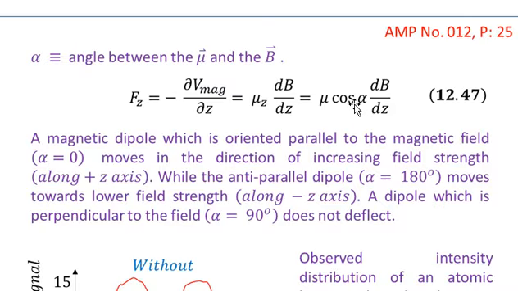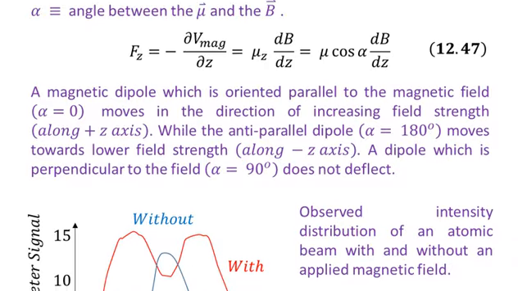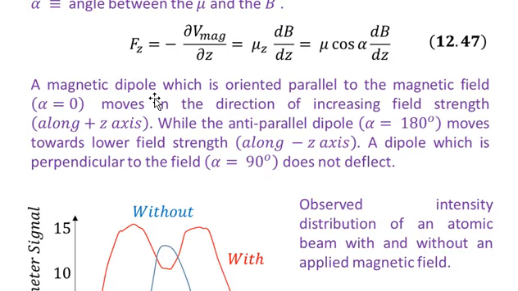So depending upon the value of alpha, if alpha is 0, the force will be upward. If alpha is equal to 180°, the force will be downward. So a magnetic dipole oriented parallel to the magnetic field, alpha equal to 0, moves in the direction of increasing field strength, that is along the positive z direction, while the anti-parallel dipoles with alpha equal to 180° move towards the lower field strength.